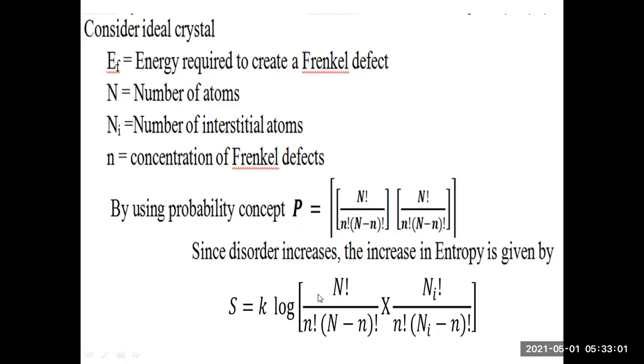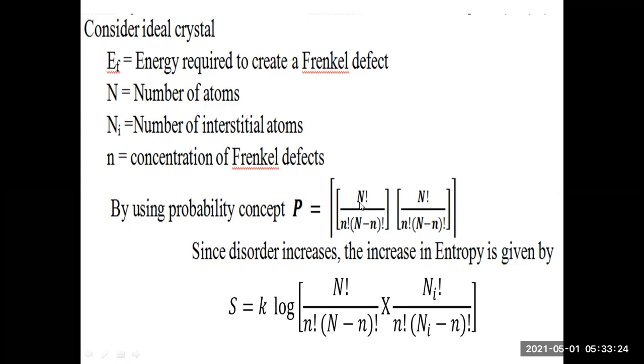So P is N factorial by small n factorial into capital N minus small n factorial, and this term is missing here, so you write N suffix I factorial by small n factorial into N suffix I minus n factorial. In the previous cases also, we discussed that N is the number of atoms.